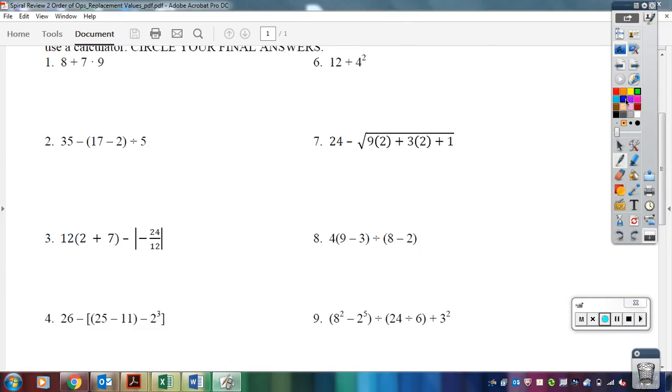Moving back up here to question 6. It's 12 plus exponents come first, 16, 28. Pretty straightforward one. This one is nice. It's 24 minus. A lot of students will forget the 24 minus, bring that down. Let's do all this work.